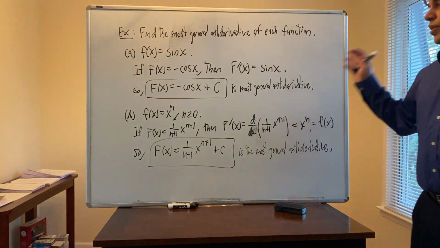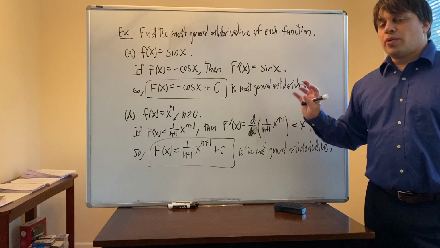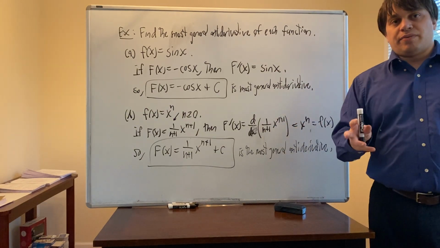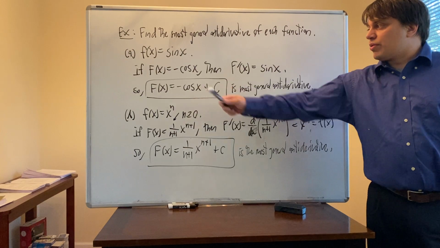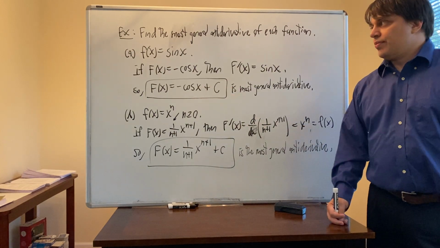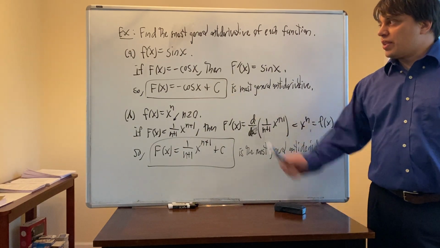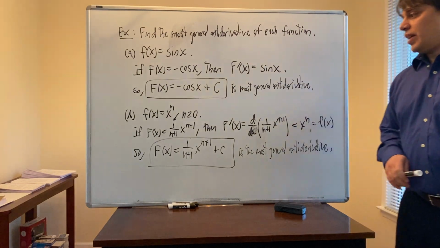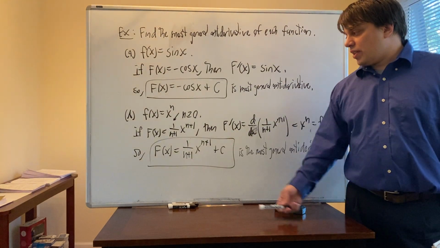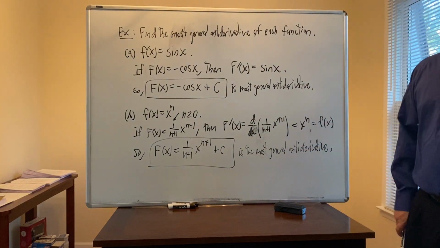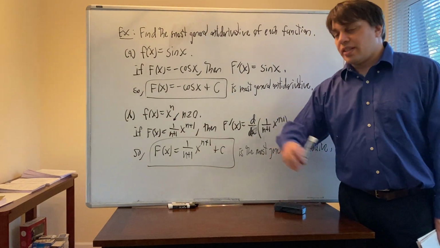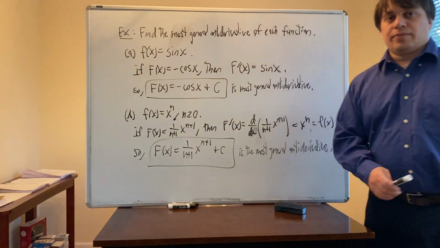Okay, so in order to know how to find an antiderivative, you correspondingly have to know how to find a derivative of certain functions, right? And so here, you have to know that the derivative of cosine x is negative sine x. And that's how you know the derivative of negative cosine x is sine x. And here, you need to know that the derivative of 1 over n plus 1 x to the n plus 1 will be x to the n. And that's how you know this is an antiderivative of that, right?